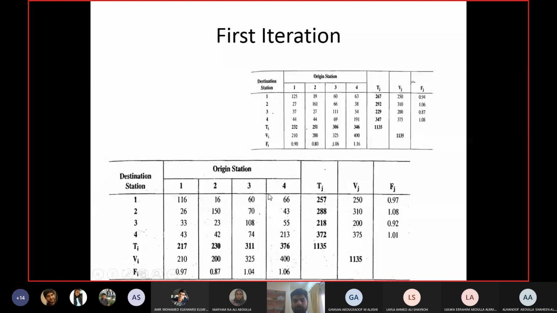Okay, so all the rows have the factors within the range, but what about the columns? See, one of the columns, area 2, still has a value out of the range. So now you have to apply the iteration for the third time as well.